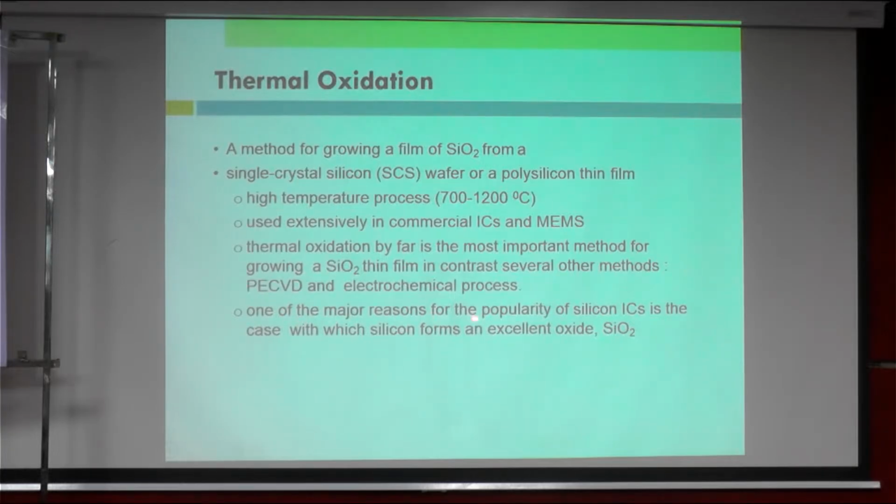One of the major reasons for the popularity of silicon ICs is the ease with which silicon forms an excellent oxide, SiO2, silicon dioxide. We know that when you have a conducting circuit on top of the silicon, it needs to be isolated or prevented from contact with the silicon substrate itself. So silicon dioxide is a very versatile, very good material and easy to fabricate as an insulation material.